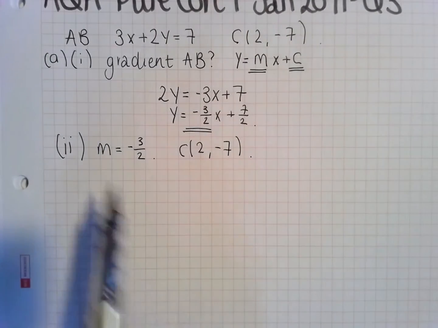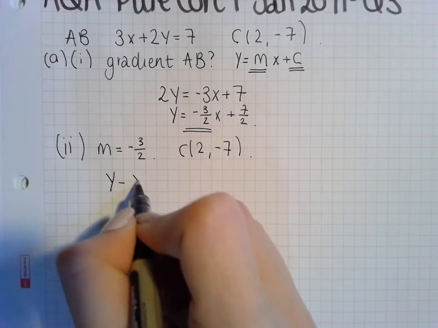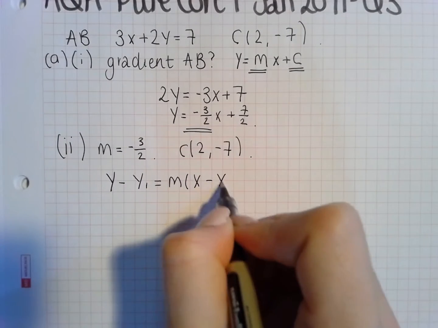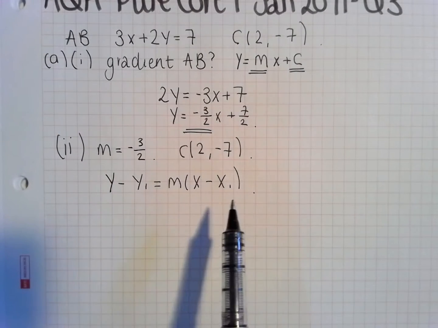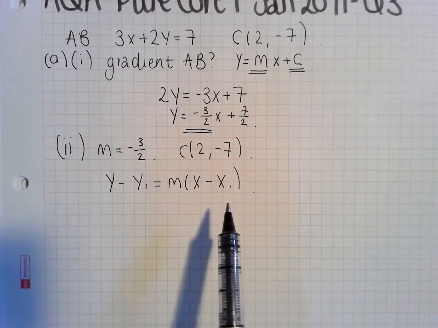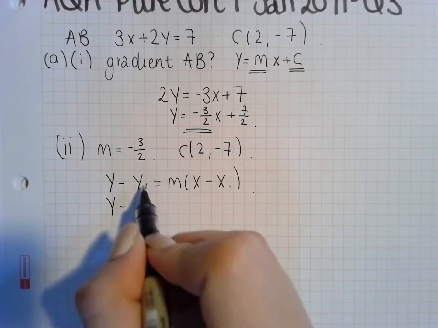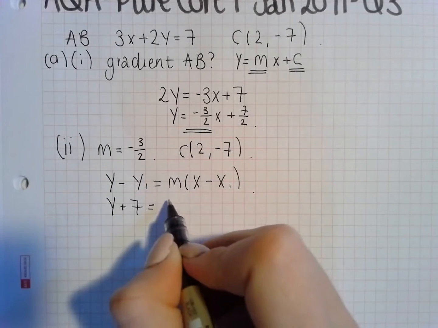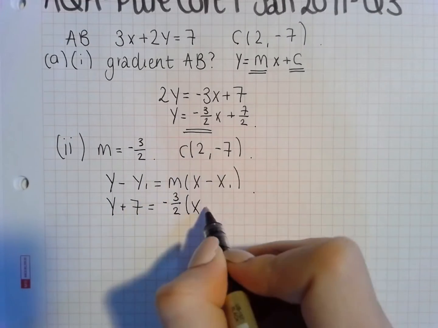When we know the gradient of a line and we know one point on it, we can use the formula y minus y1 equals m times x minus x1. And we can sub our gradient and our point into this to find the equation of the line. Okay, so y minus minus 7, so plus 7, equals m, which is minus 3 over 2, times x minus our x coordinate, which is 2.